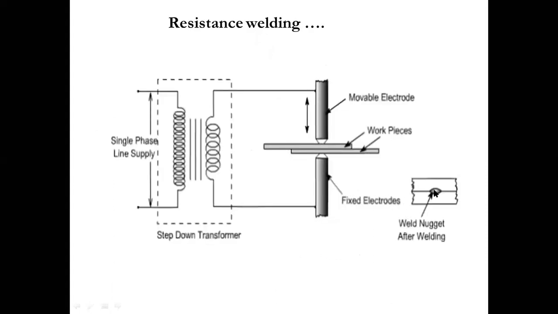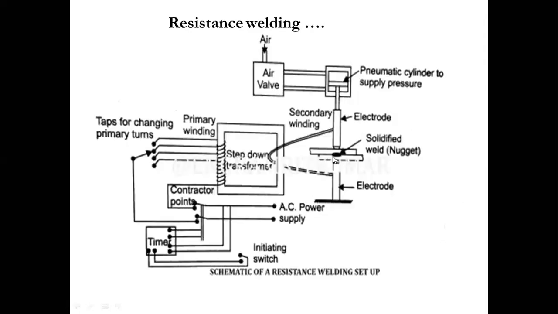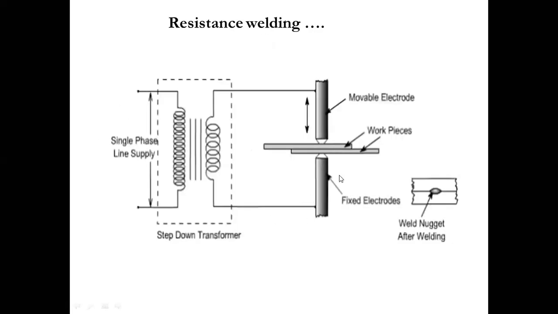So I said, right, this is the weld nugget. You call it as weld nugget after welding the joint. And there are two electrodes here. One will be movable, and one will be a fixed electrode.